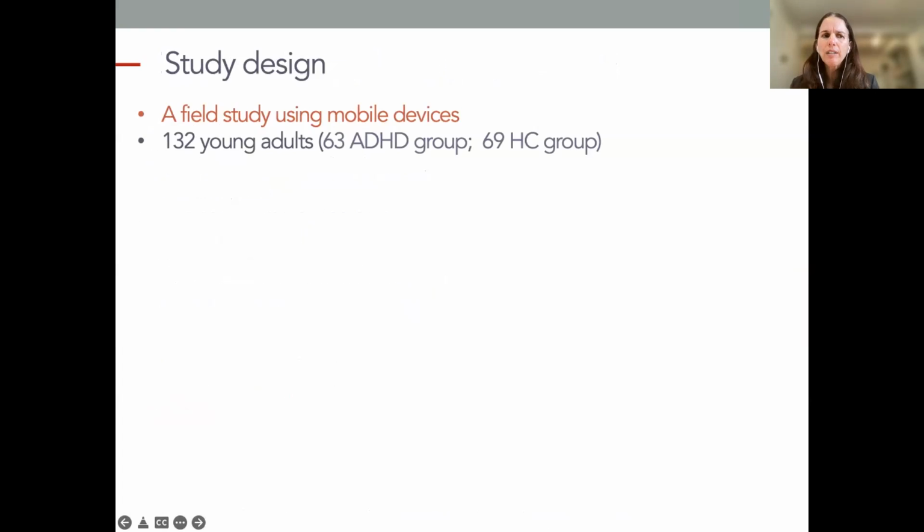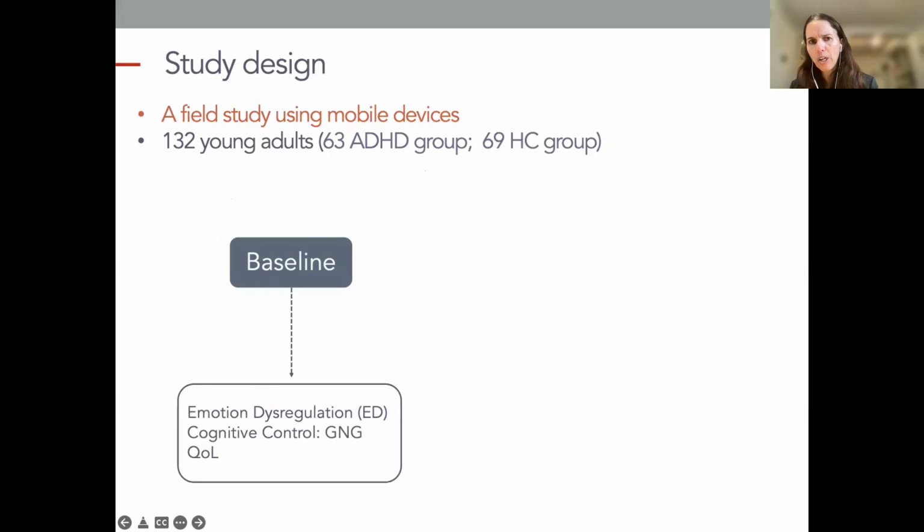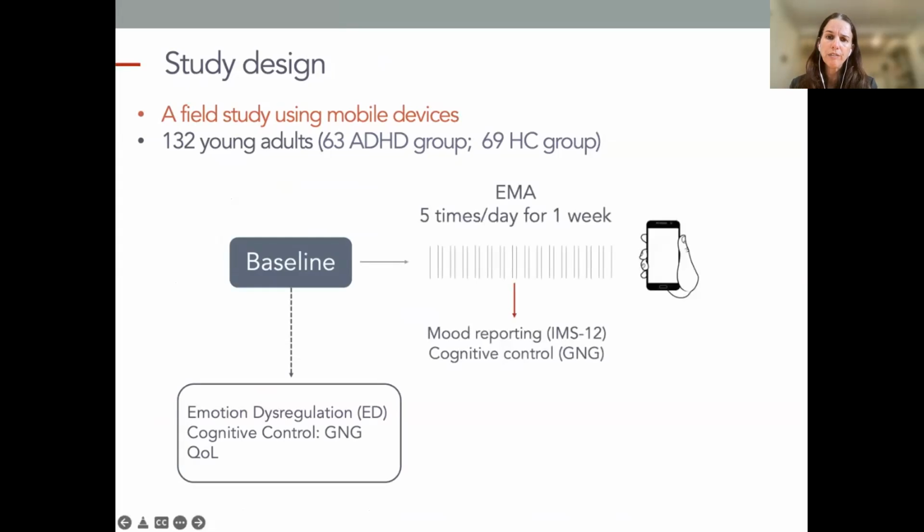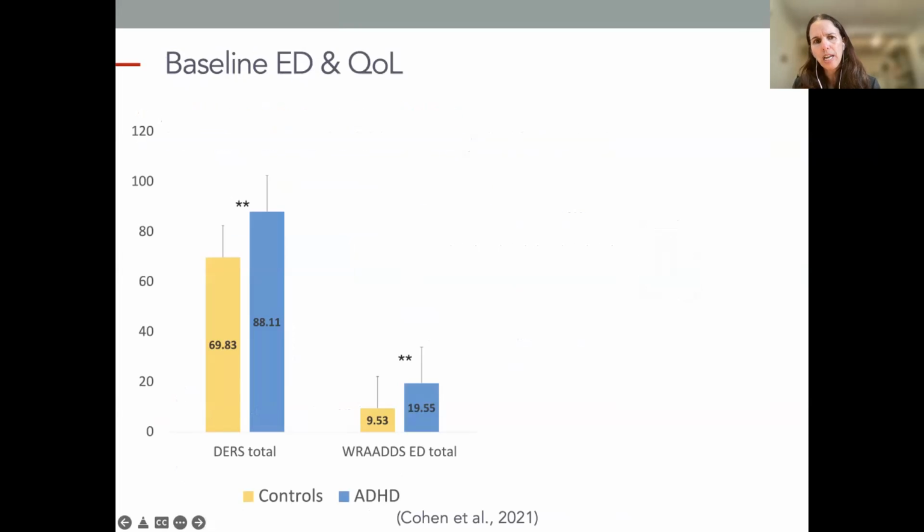So again, we conducted a field study, this time with 132 young adults. 63 of them had ADHD, 69 were a healthy comparison group. At baseline, we recorded emotion dysregulation, self-reported, cognitive control, and quality of life. Then we conducted an EMA study 5 times a day for 5 days. They needed to report their mood and complete a short go, no go cognitive control task.